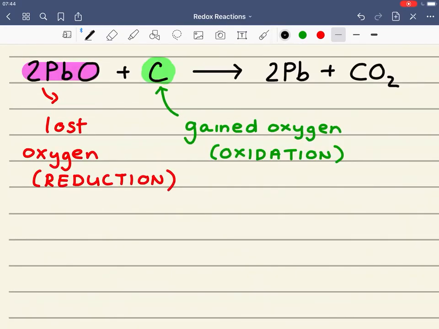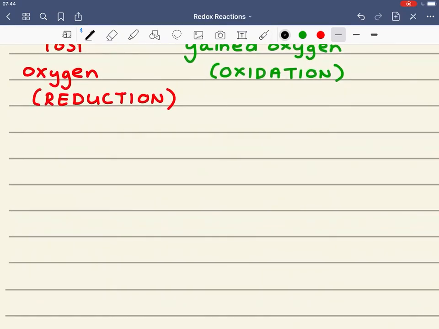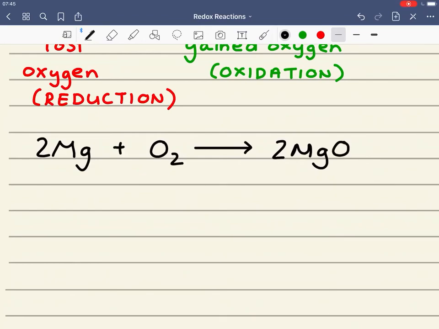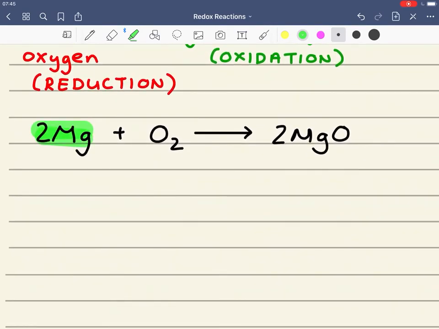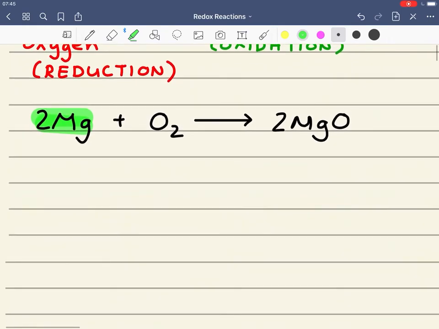Let's have a look at another example. This time we'll look at the reaction between magnesium and oxygen. And they react to produce magnesium oxide. Now, using the example above, we can see that the magnesium has been oxidized to magnesium oxide. But what's being reduced, what is losing oxygen, isn't as straightforward. So we can look at reduction and oxidation in another way.